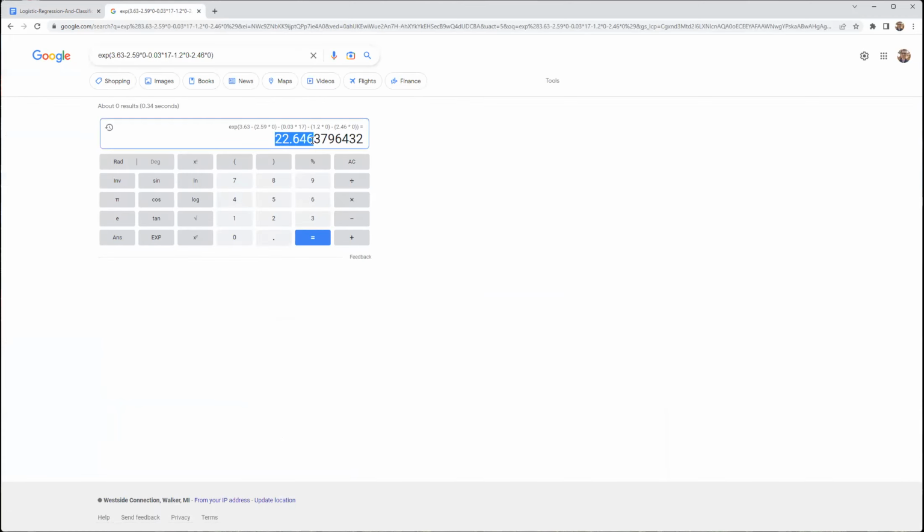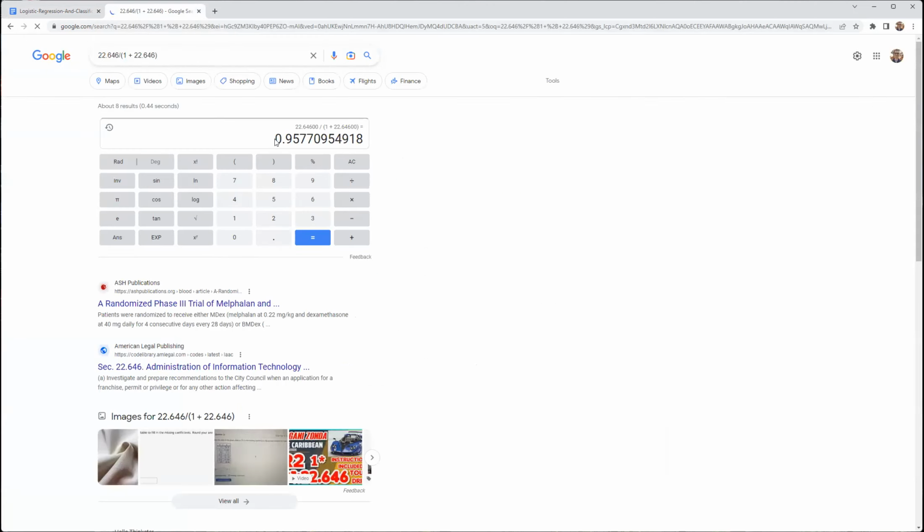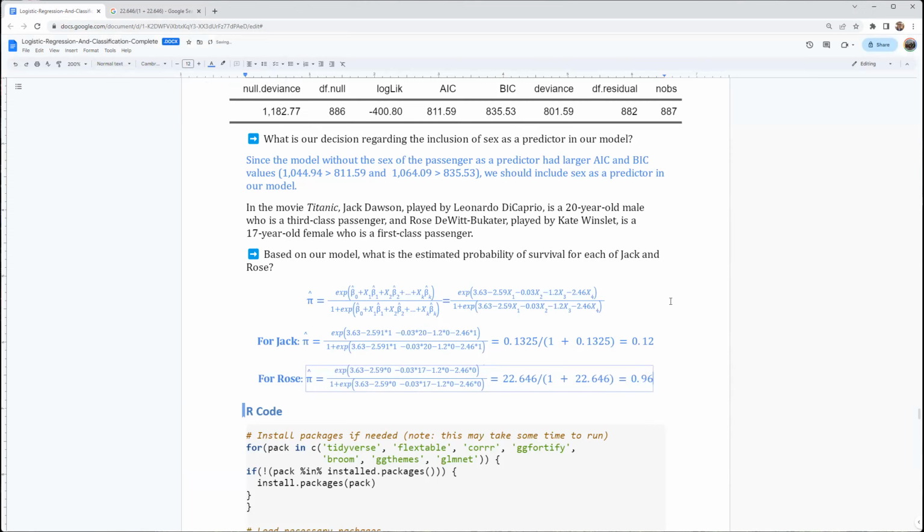So for Rose, her odds of survival were this. I'll make sure to show our work completely. We can update the denominator. And then we get this value, and thank you, Google, about 0.96. So we see for Rose, the estimated probability of survival, given what we knew about her, was about 96%.